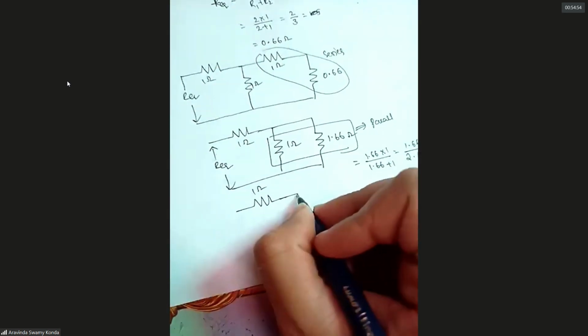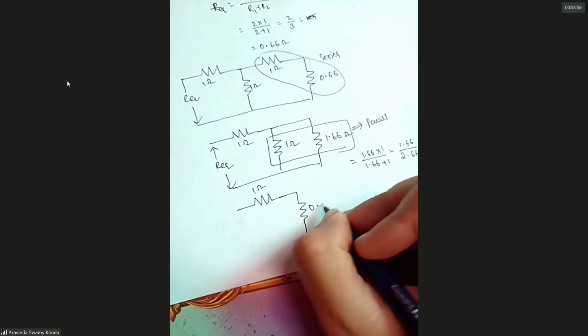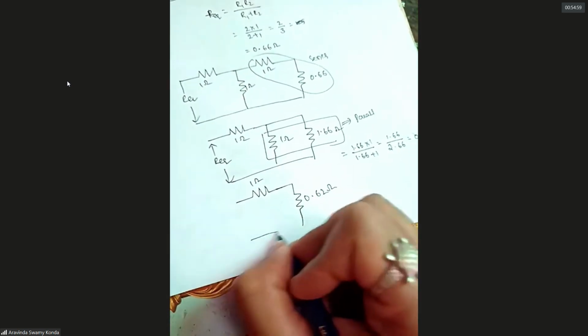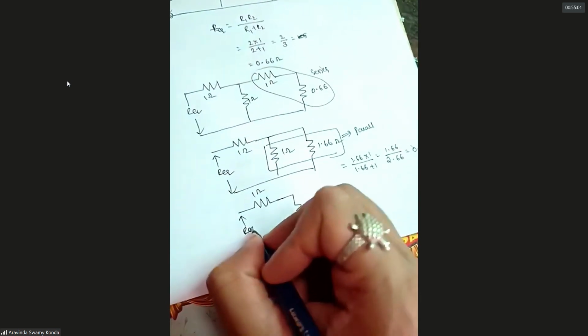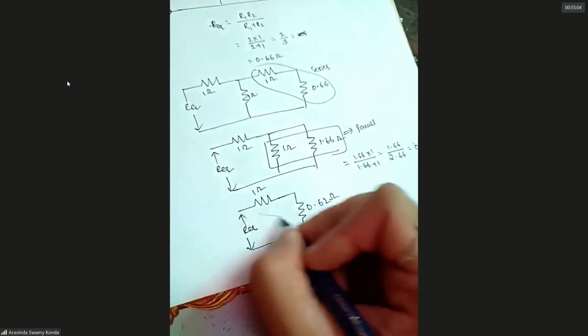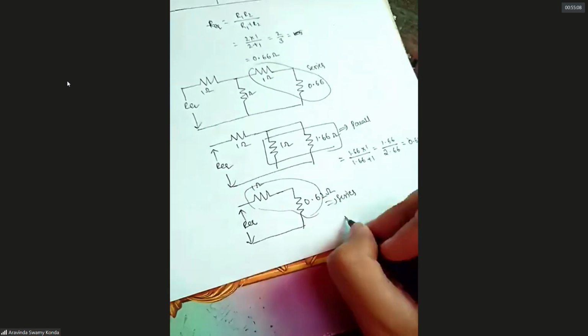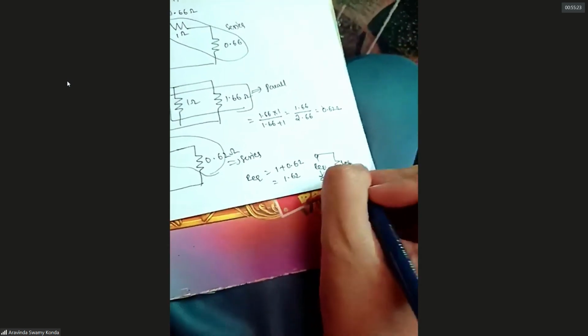So 1 ohm and 0.62 ohms. This is the R equivalent. So these two are now in series. So R equivalent equal to 1 plus 0.62, that is 1.62. R equivalent is 1.62 ohms. In this way you want to solve.